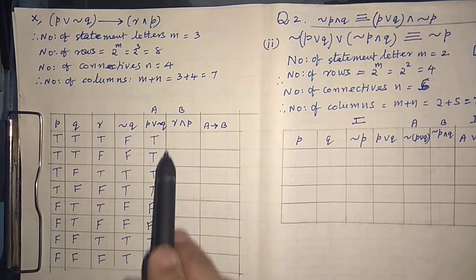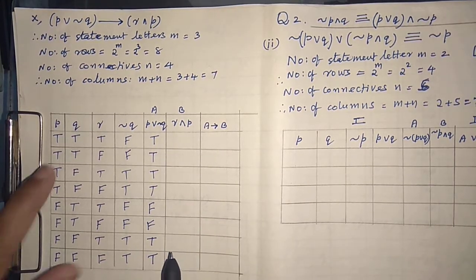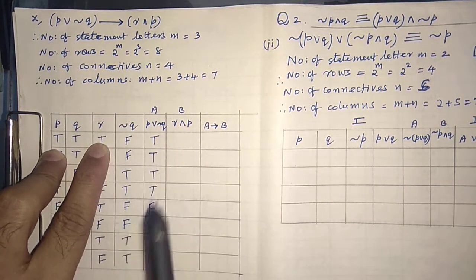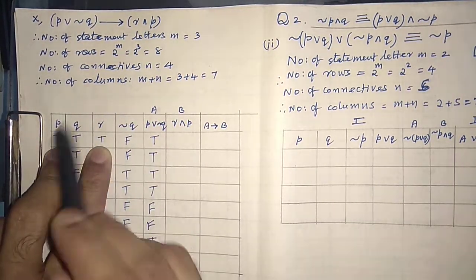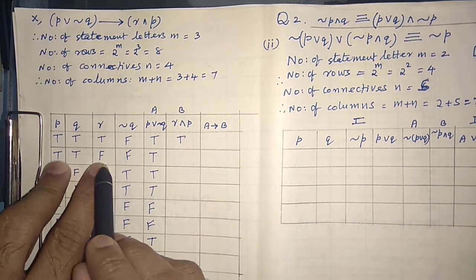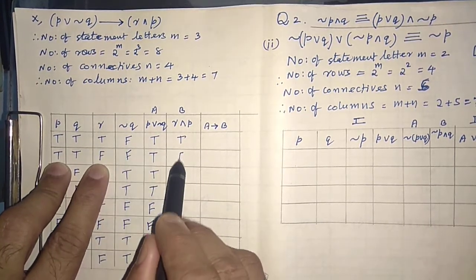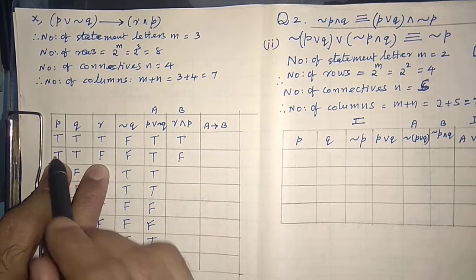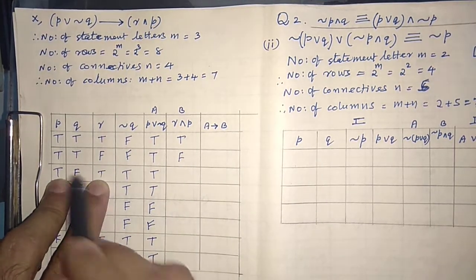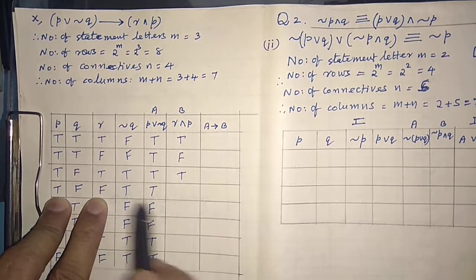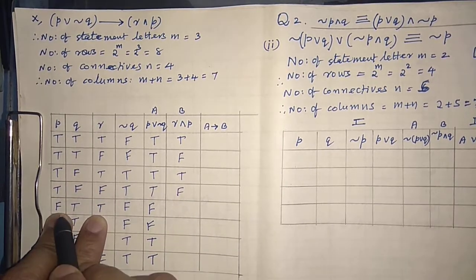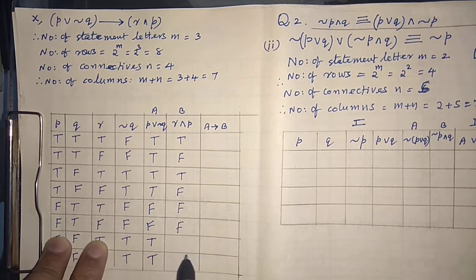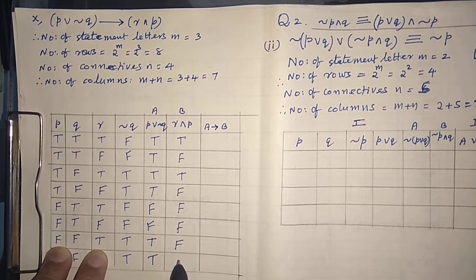Now R conjunction P. R and P. R is first. In conjunction both should be T. R F, T, then it is F. Both are not T, it is F. Conjunction, both should be T. Here one T, the other is F. Both T, T. Both are not T, F. Both are F. Both are not T, so F.